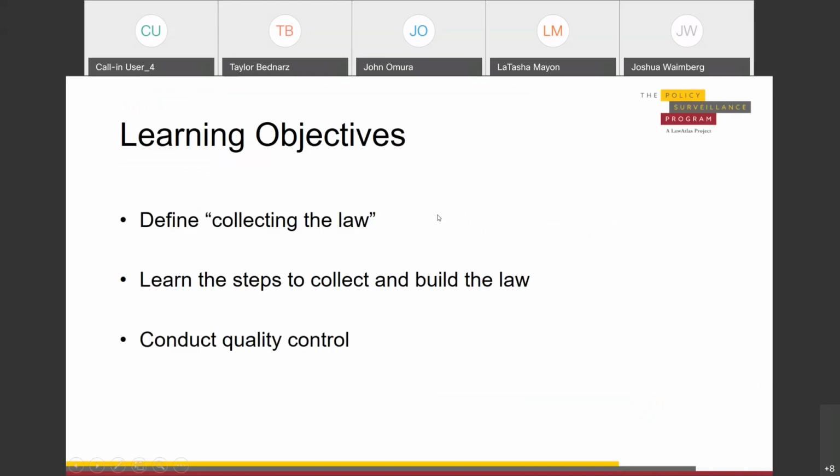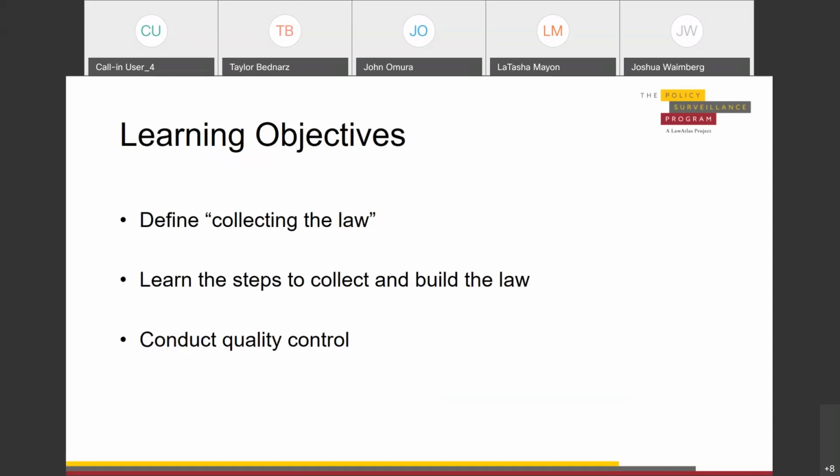So today, we want to define what we mean by collecting the law. When we talk about collecting the law within the policy surveillance process, what exactly do we mean? We want to learn the steps needed to collect and build the law. And then we're also going to discuss the quality control measures that exist within collecting and building the law. As you probably know, if you've been in any of our other presentations, quality control is very important to us, and of course it would be involved in this stage of the process.